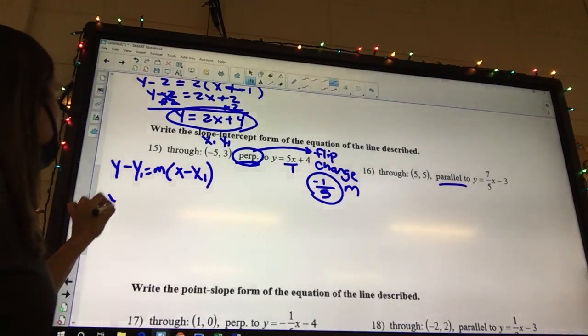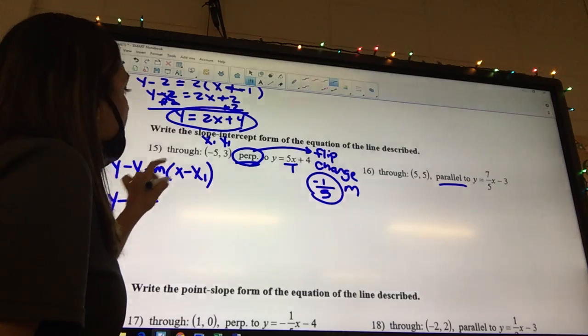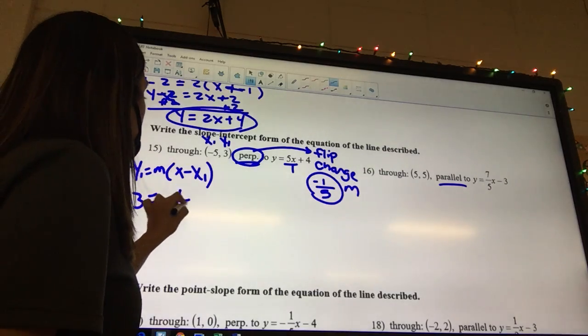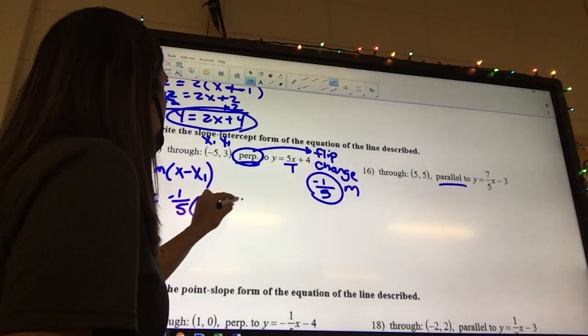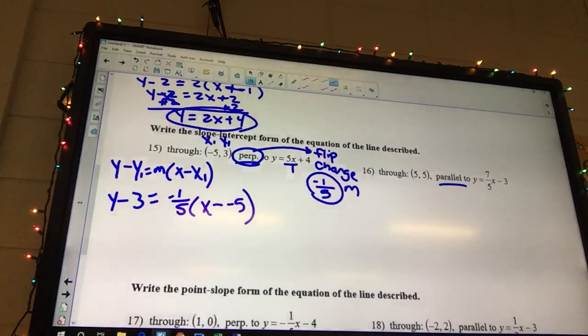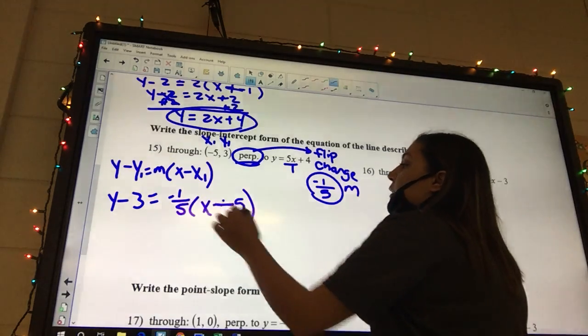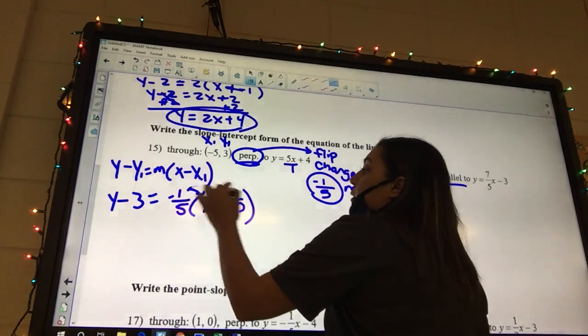Okay, so we got y minus 3. My m is negative 1 over 5. X minus x1 is negative 5. Do we stop? Do we keep going? Yeah, we gotta keep going. But first, what's a minus minus? Positive. And so we need to distribute.